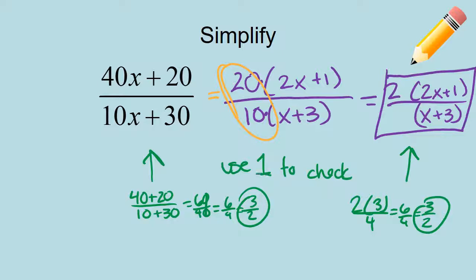So use the number 1 to check. Now we can't use 0 to check because you're going to have a lot of denominators. We're dealing with fractions, and if I end up with a 0 in the denominator, I can't do that. So that's undefined. So stick to the next easiest number, which is 1. Use 1 to check and make sure they're at least equivalent.